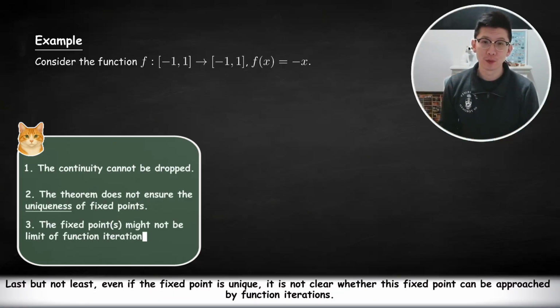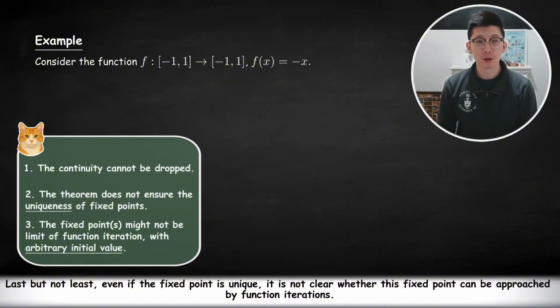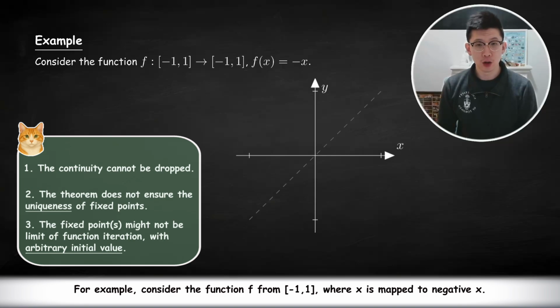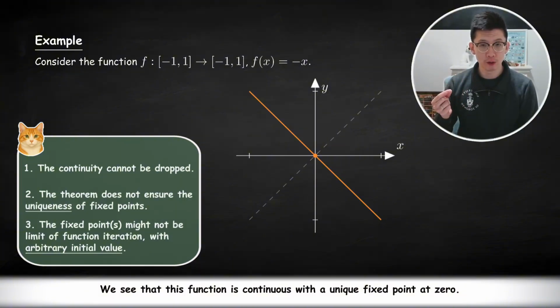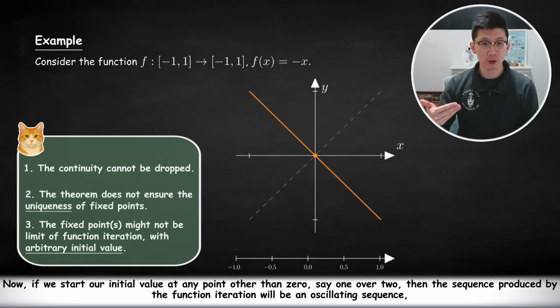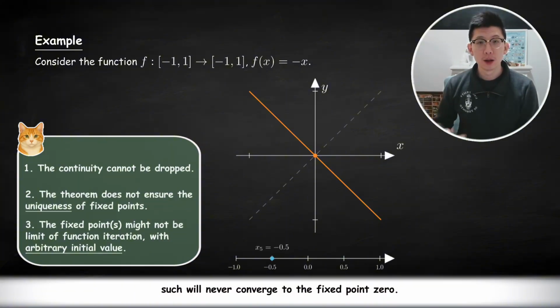Last but not least, even if the fixed point is unique, it is not clear whether this fixed point can be approached by function iterations. For example, consider the function f from [-1, 1] to [-1, 1] where x is mapped to -x. We see that this function is continuous with a unique fixed point at 0. Now, if we start our initial value at any point other than 0, say 1/2, then the sequence produced by the function iteration will be an oscillating sequence. Such a sequence will never converge to the fixed point 0.